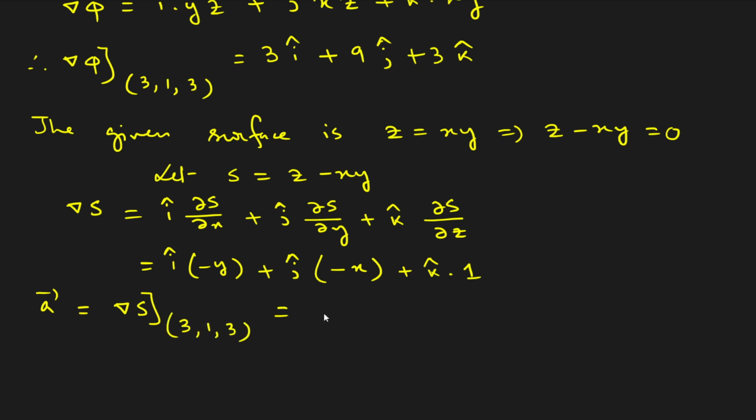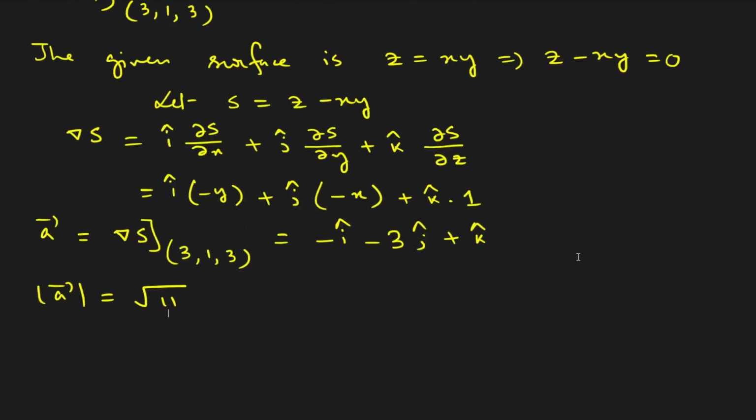So let us put all these values here. If we put 1 here, it will be minus i cap. And then if we put 3 here, minus 3 j cap plus k cap. Right? So what will be the magnitude of A bar? This will be 1 plus 9 plus 1. It will be root over 11.